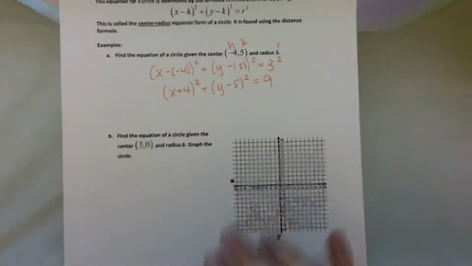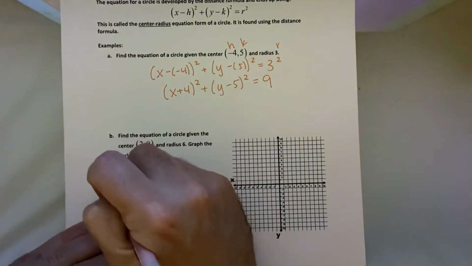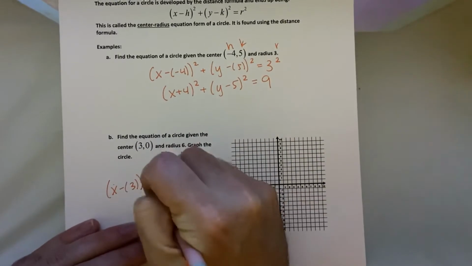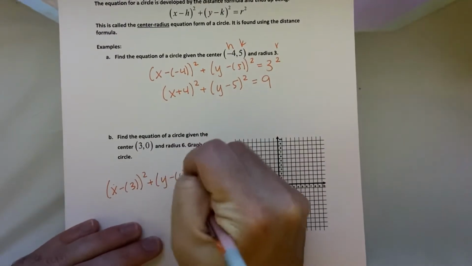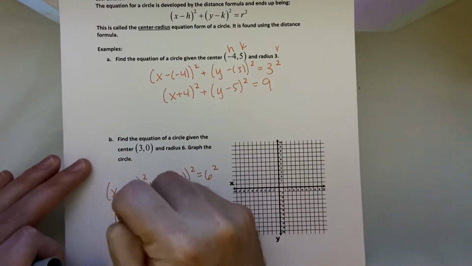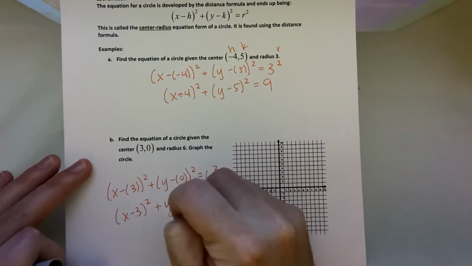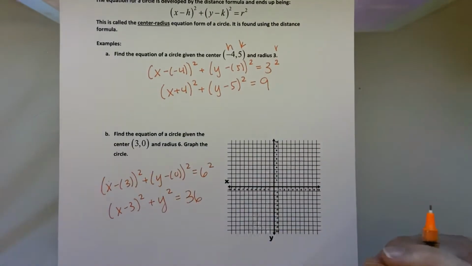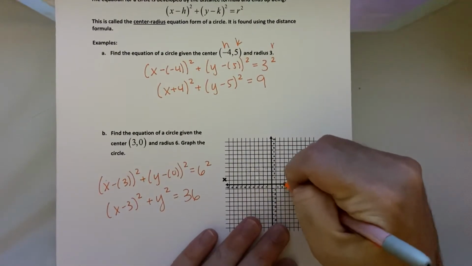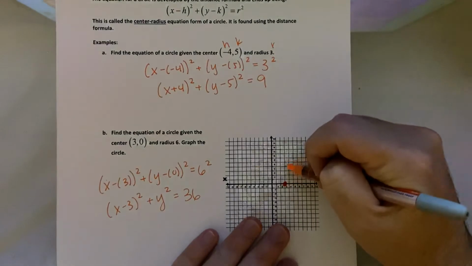We find the equation of the circle given the center is (3, 0) and radius is 6. We know (x - 3)² + (y - 0)² = 6². That's just (x - 3)². I don't need a minus 0, plus y² equals 36. To draw this, I start at that center point, (3, 0). To me, the easiest way to do it is just draw going out 6, that radius, in each direction.